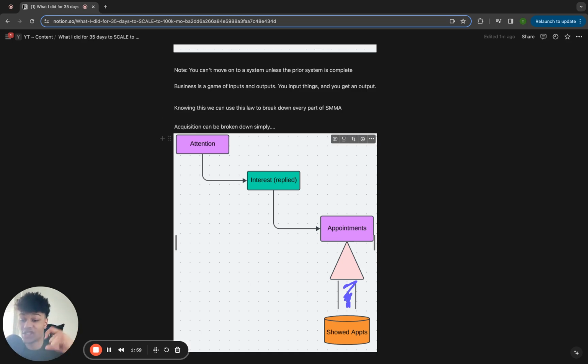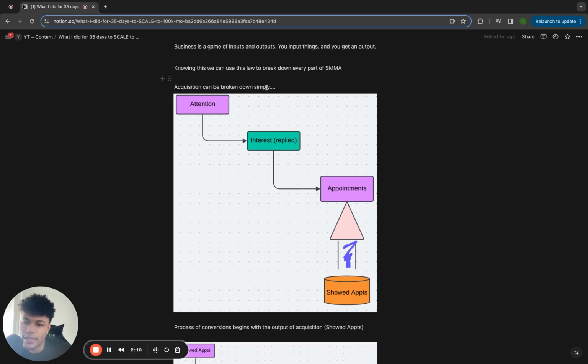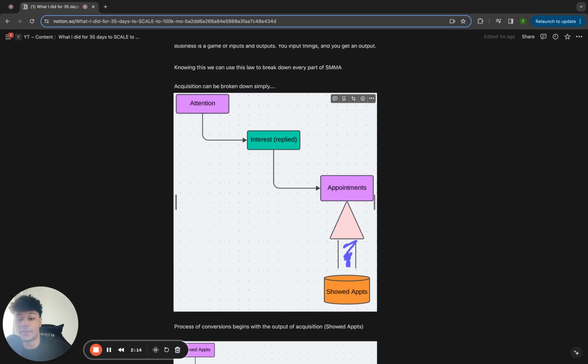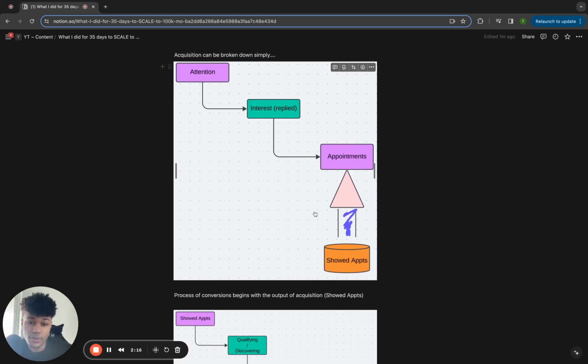Interest is when a lead actually shows they're interested. They comment, they like, they subscribe, they follow us, they reply to the cold email, to the cold call, and they say, okay, this is actually something I'm looking for. We then turn this interest into appointments. Okay. And then from there, our output of all these inputs is a showed appointment, an appointment that actually shows up to our sales call.